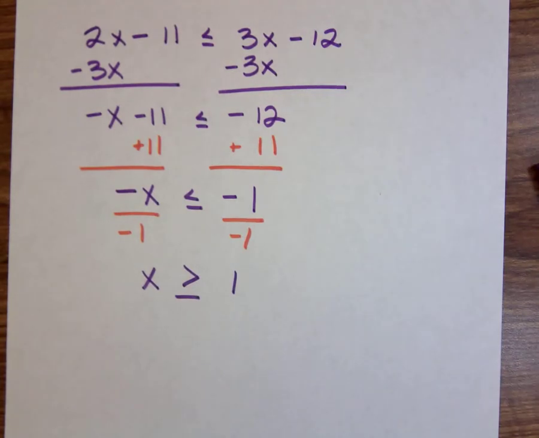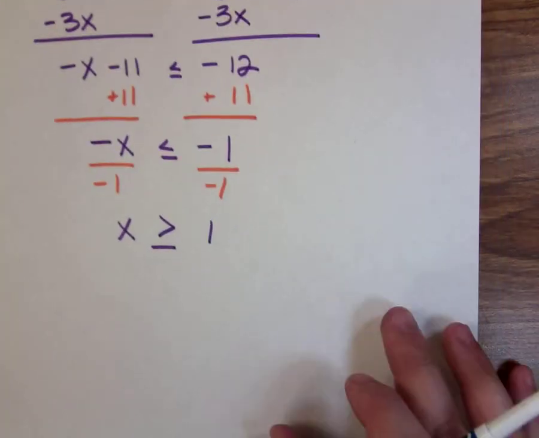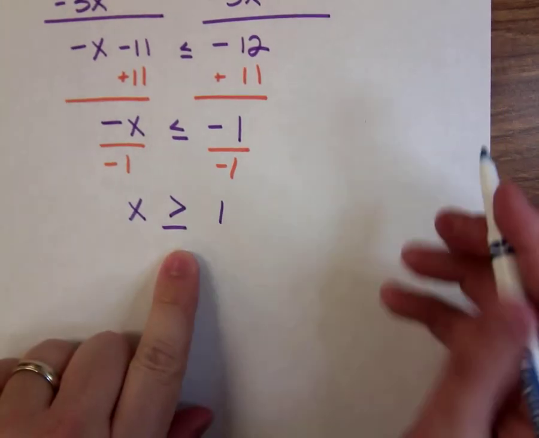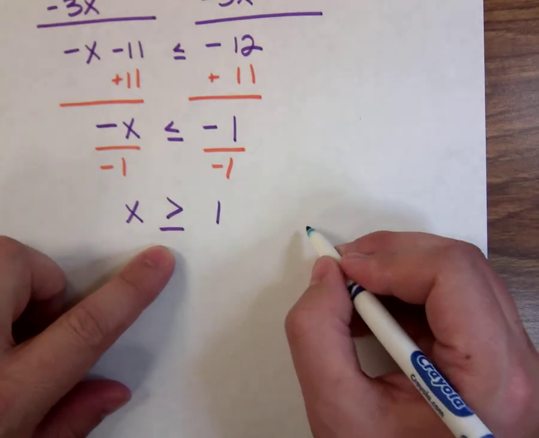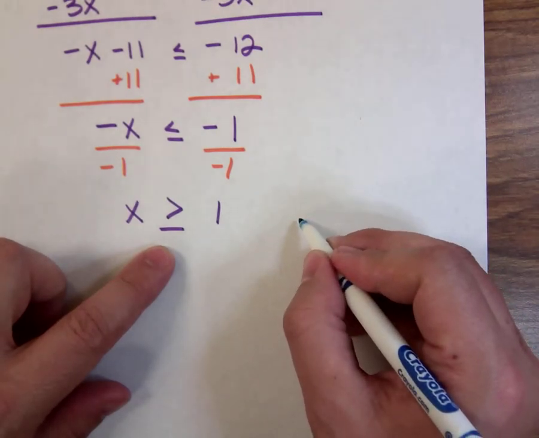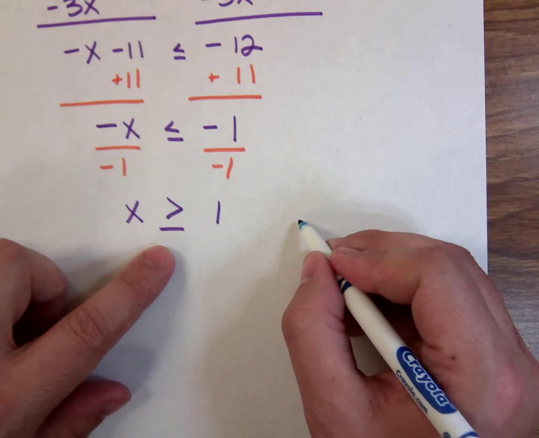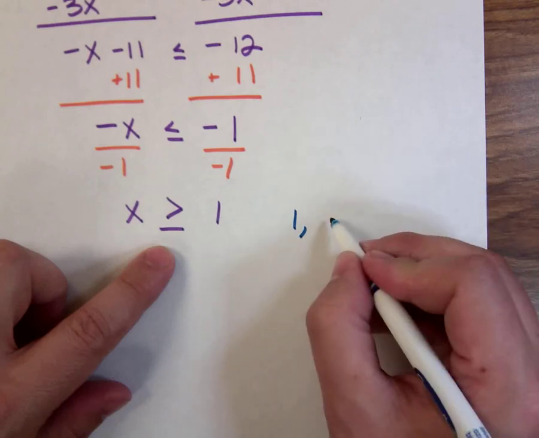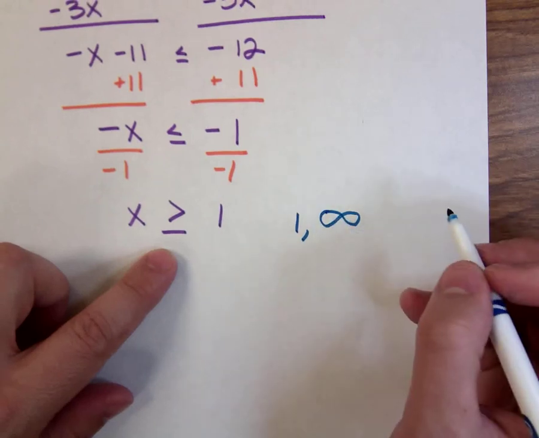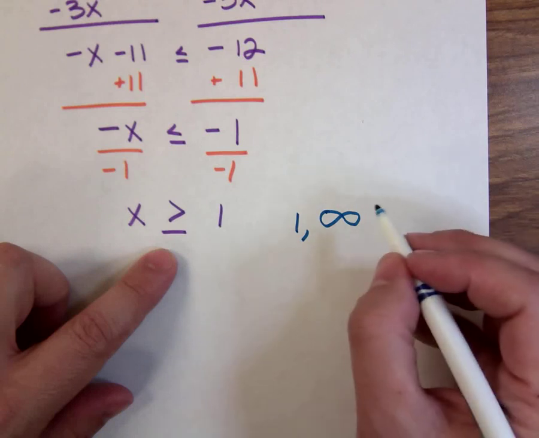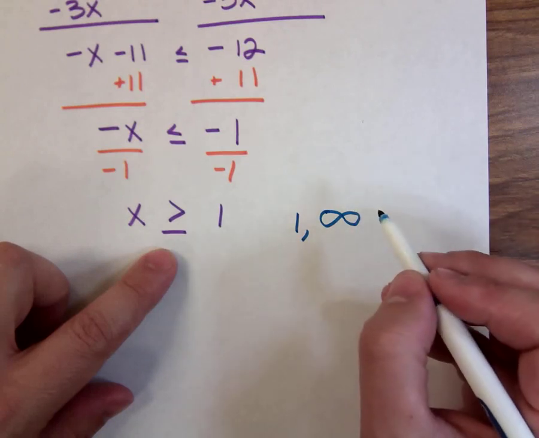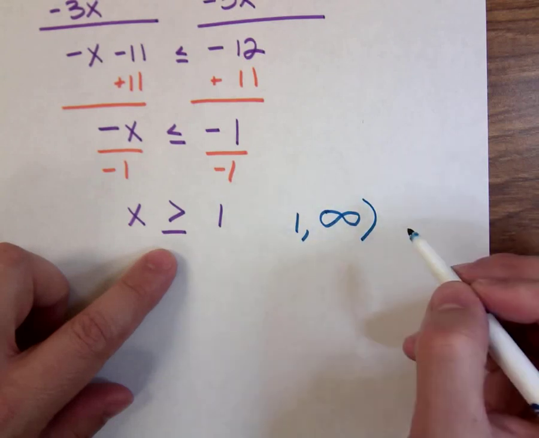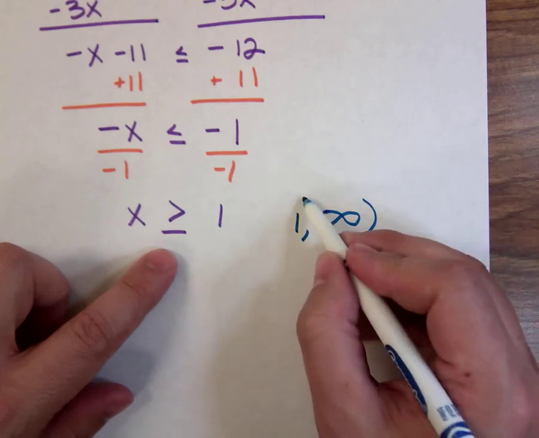I think we forgot to actually write the answer on the last one that we did, so let's make sure we write the answer on this one. Let's just write it in interval notation. What's the lowest we could possibly have here? One's the lowest we could have. What's the highest we could have? Infinity. Brackets or parentheses? Parenthesis on infinity always, and the bracket on the 1.